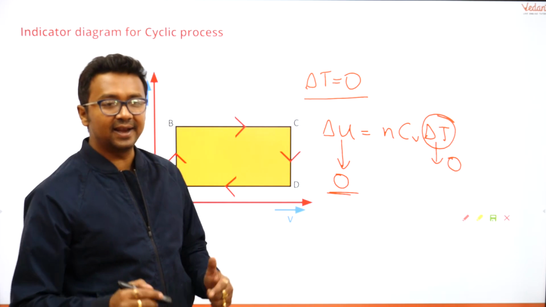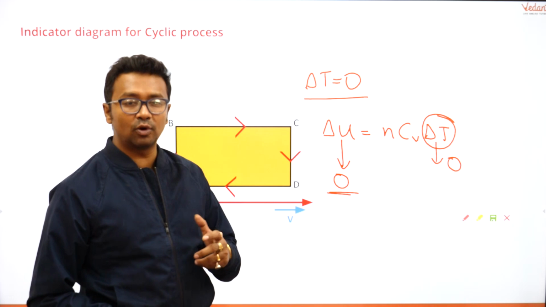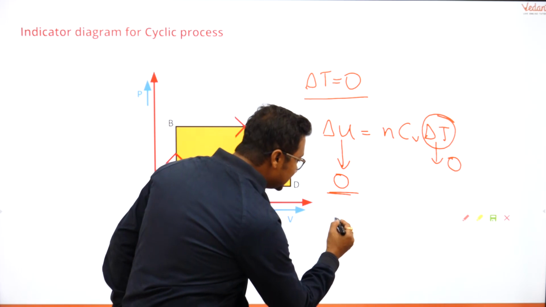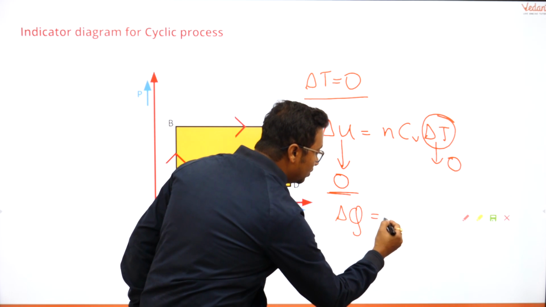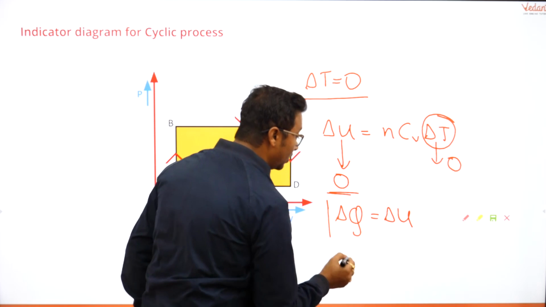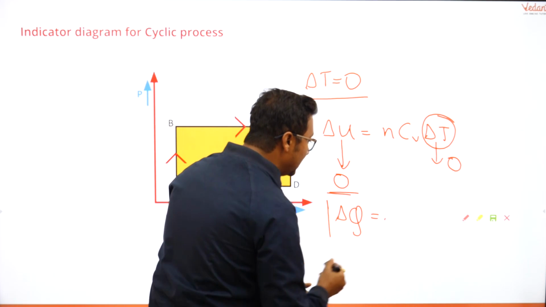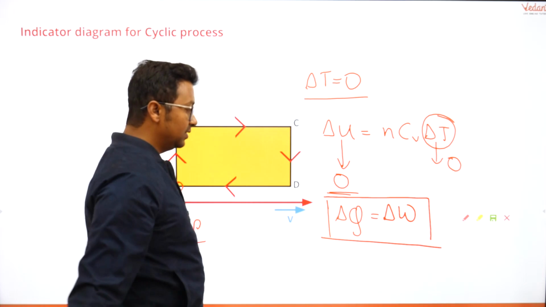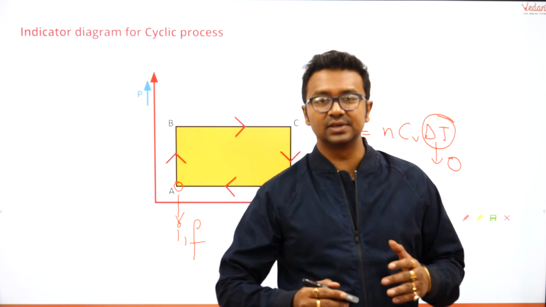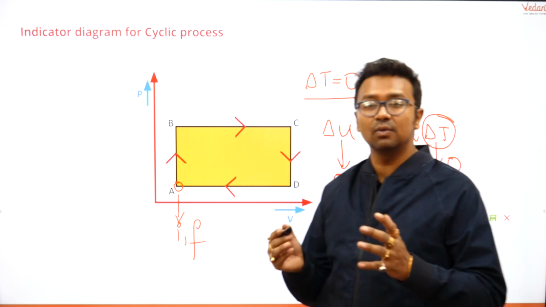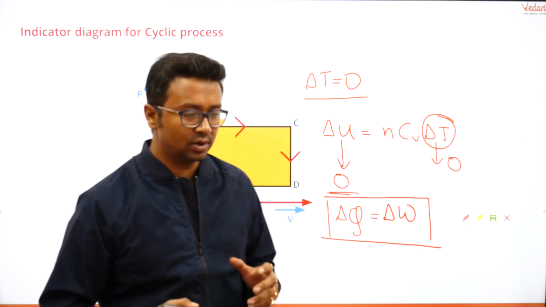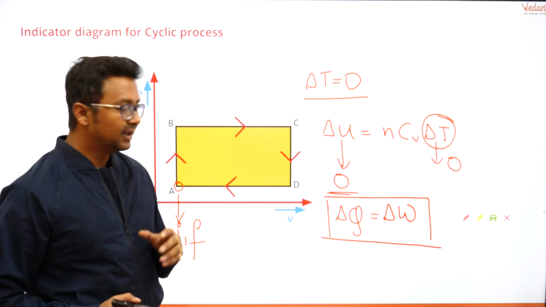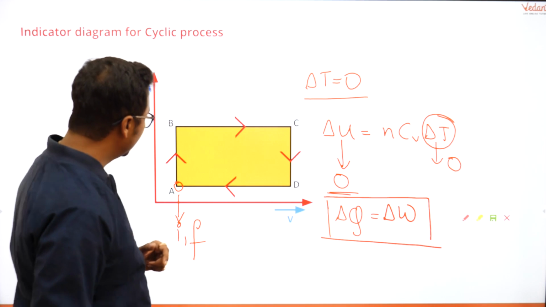Alright students, then how is the first law of thermodynamics going to be applicable for any cyclic process? I can see then my delta Q will be equal to delta U. Oh, sorry for that. Delta Q will be equal to delta W. Clear? So whatever heat is provided, it is used up in doing the work. Now, what is the work done in any kind of cyclic process? Clear? Let us understand that aspect.